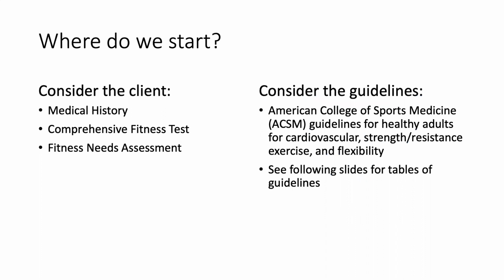So when we're making an exercise prescription, sometimes it's a little fuzzy on where to start. The first thing that we like to do is consider our client. These are the things we just talked about: look at their medical history, their fitness test results, and their needs assessment. Then we'll go ahead and consult the guidelines. The American College of Sports Medicine, or ACSM, has guidelines for healthy adults for cardiovascular, strength/resistance exercise, and flexibility. We'll go over these guidelines in the next couple slides. Again, if you're interested in more clinical populations and exercise prescription, let us know and we can give you those resources.